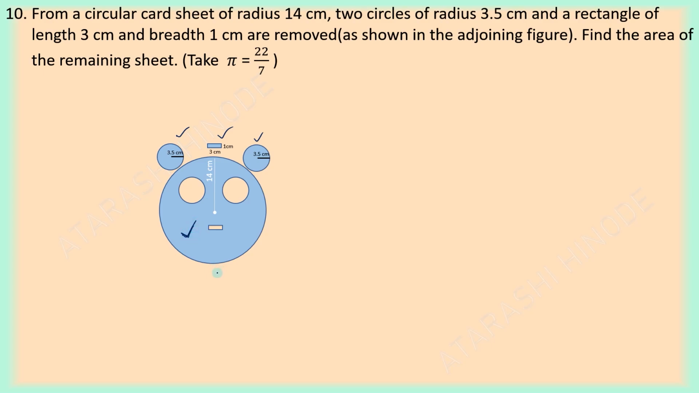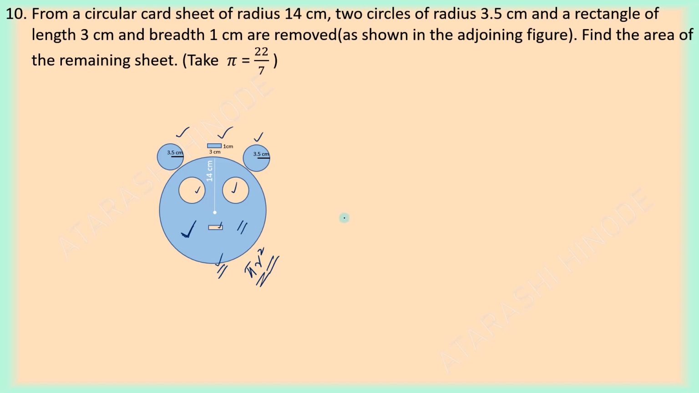Now, how to find the area of this shape? Can we use the formula pi r square? No, because pi r square is the formula for finding the area of a circle. Here you can see some parts from the interior are removed. So we cannot use the formula pi r square. Then how to get this area?